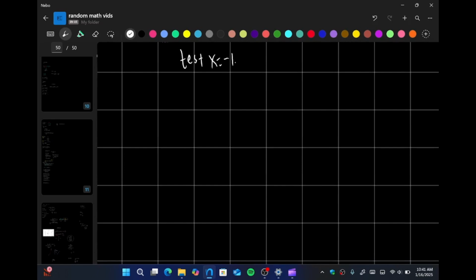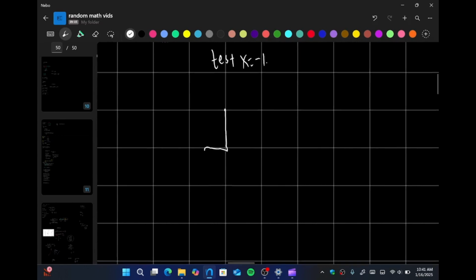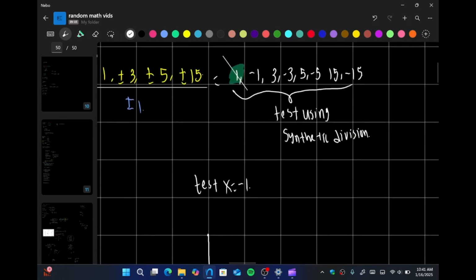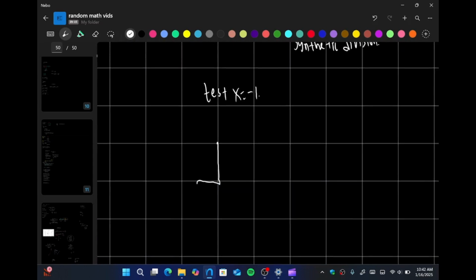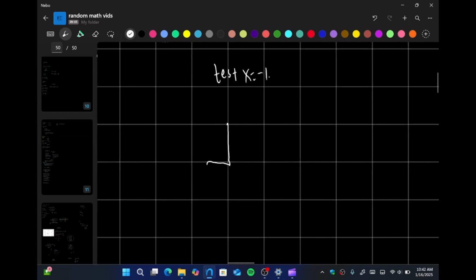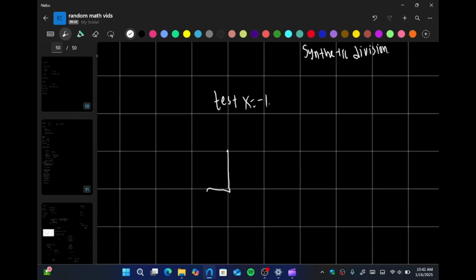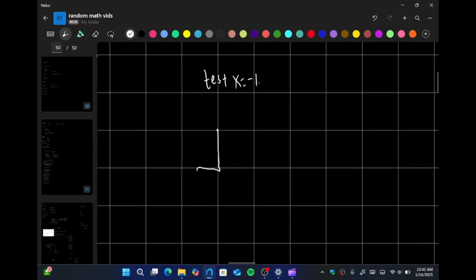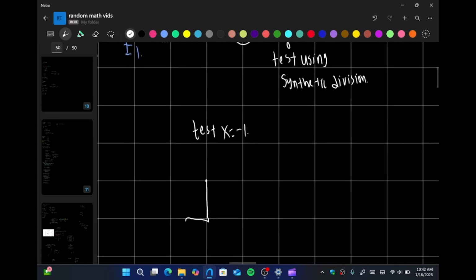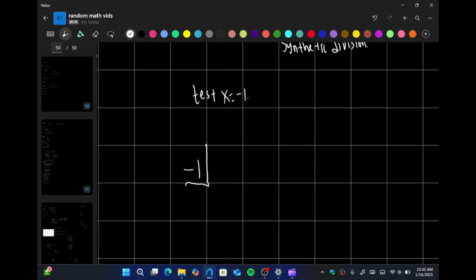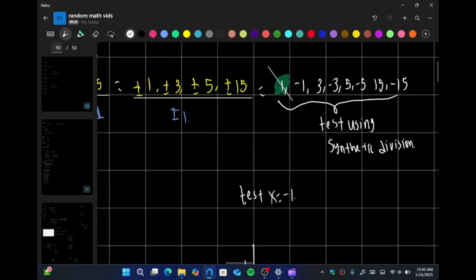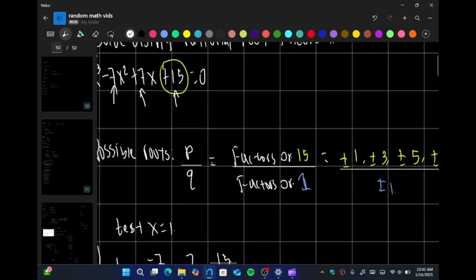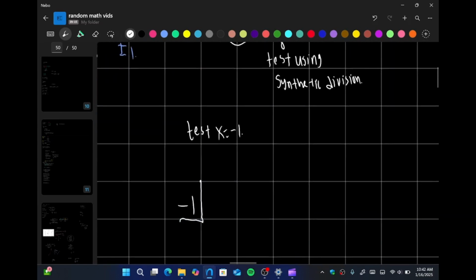For this cubic polynomial, you want to keep doing this until you get a quadratic, and then solve the quadratic by factoring. So I guess we have an advantage here. If it's a higher degree, like 4, you want to keep doing it until you get a quadratic, and then do the quadratic on its own. So we're going to do this with negative 1, okay? So we have 1, negative 7, 7, and 15.